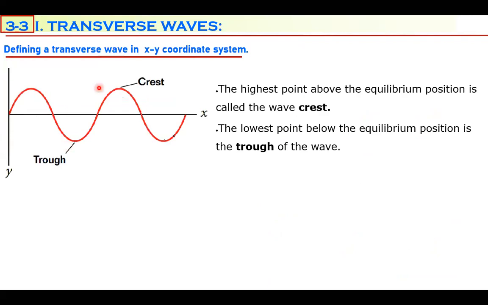There are two points, one is the highest point, the other is the lowest point. The highest point above the equilibrium position, this is the equilibrium position, is called a crest. This is one crest, this is another crest. The lowest point below the equilibrium position, another lowest point below the equilibrium position, is called a trough of this transverse wave.